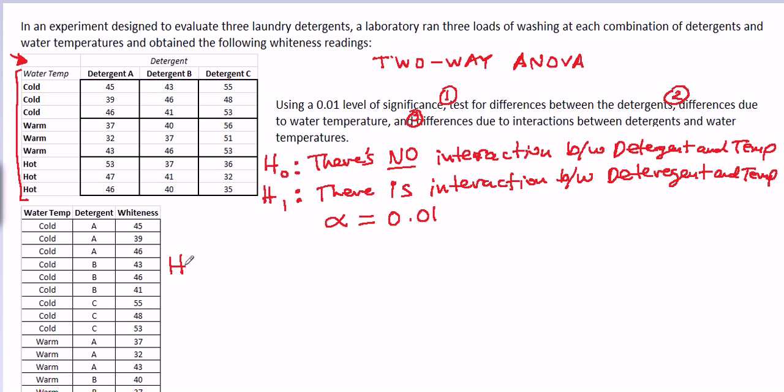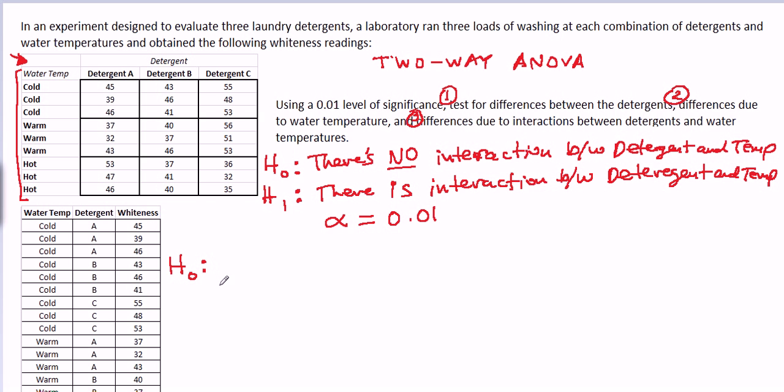The next one we're going to test for, let's do laundry detergent. Let's test to see if there's a difference between the detergents. So is there a difference between detergent A, B, and C, or are they all the same? Well, that sounds like a one-way ANOVA question. And in fact, a two-way ANOVA incorporates two one-way ANOVA tests, one for each of the factors, as well as the interaction test as a bonus. Okay, so let's do detergent first. Doesn't matter, you could do water temperature.